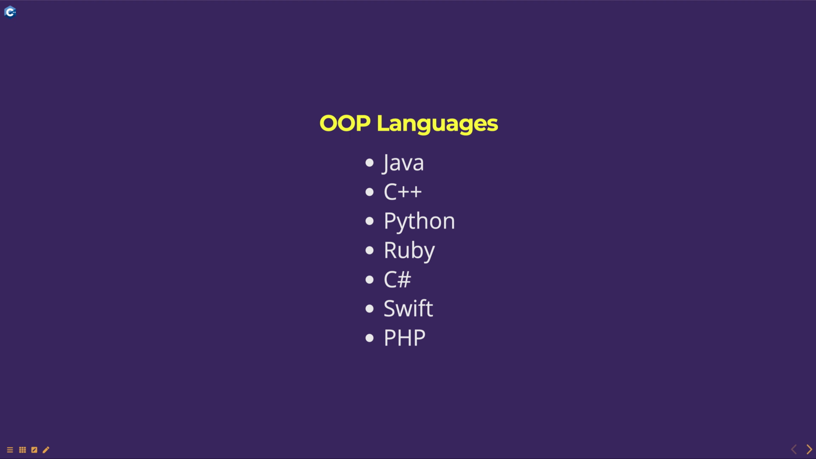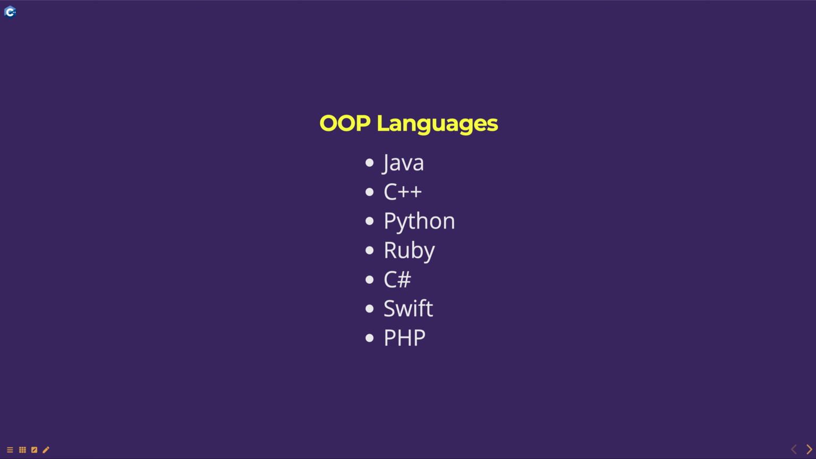Some of the most popular OOP languages include Java. Java is a widely used general-purpose programming language that is particularly well suited for web development and mobile app development.